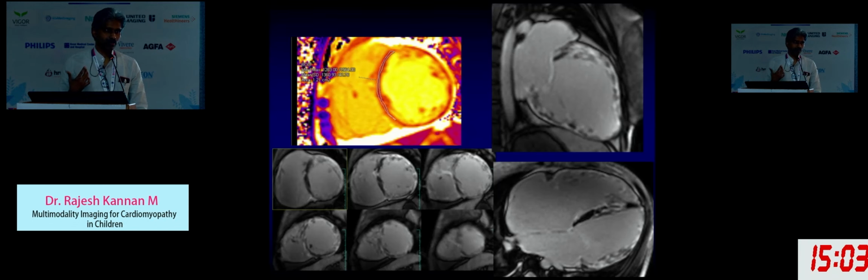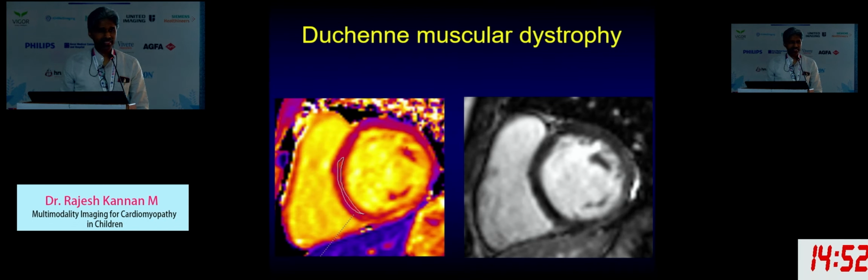And again, when you are looking at the role of cardiac MRI, we'll be doing the myocardial T1 map. And in this case, you can see the extensive LGE. This is a case of Duchenne muscular dystrophy, characterized by elevated native T1 as well as thinning and an increase in the native T1 predominantly in the lateral wall.